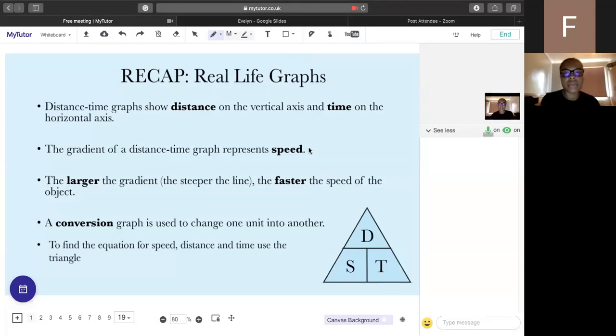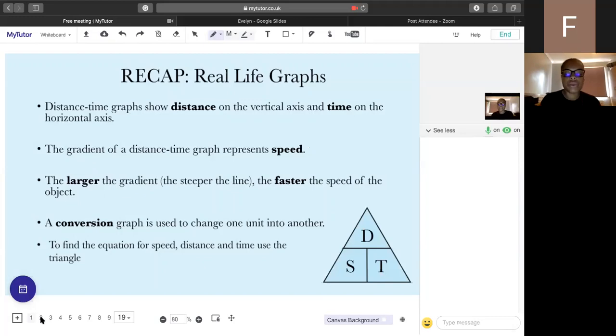And then the final thing also is to find the equation for speed, distance and time, we should use this triangle. Remembering from last time, whichever equation we're interested in, if we're interested in speed, then we would cover speed and look at the relationship between distance and time. And we see distance over time, so it would be distance divided by time.